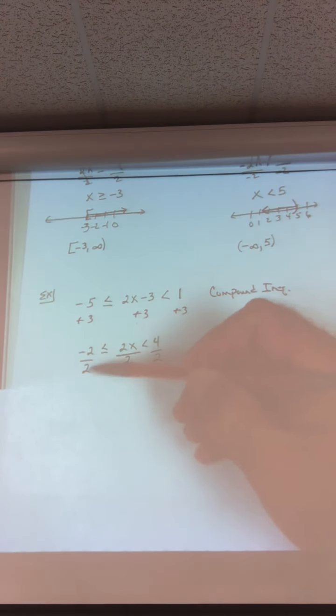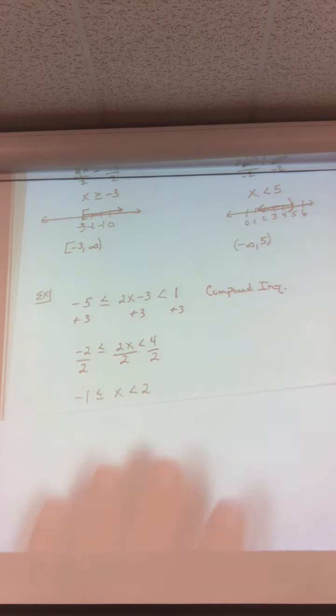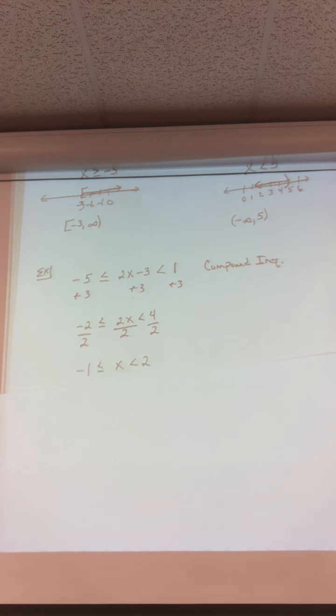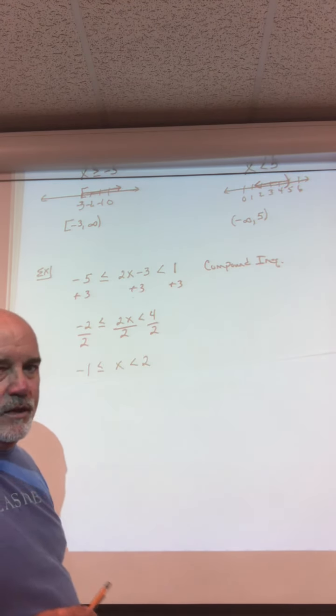Now, negative 2 divided by 2 is negative 1. Here the 2's cancel and leave just x. And here 4 divided by 2 is 2. So that's a little different because it's a compound inequality. The graph is also a little different.